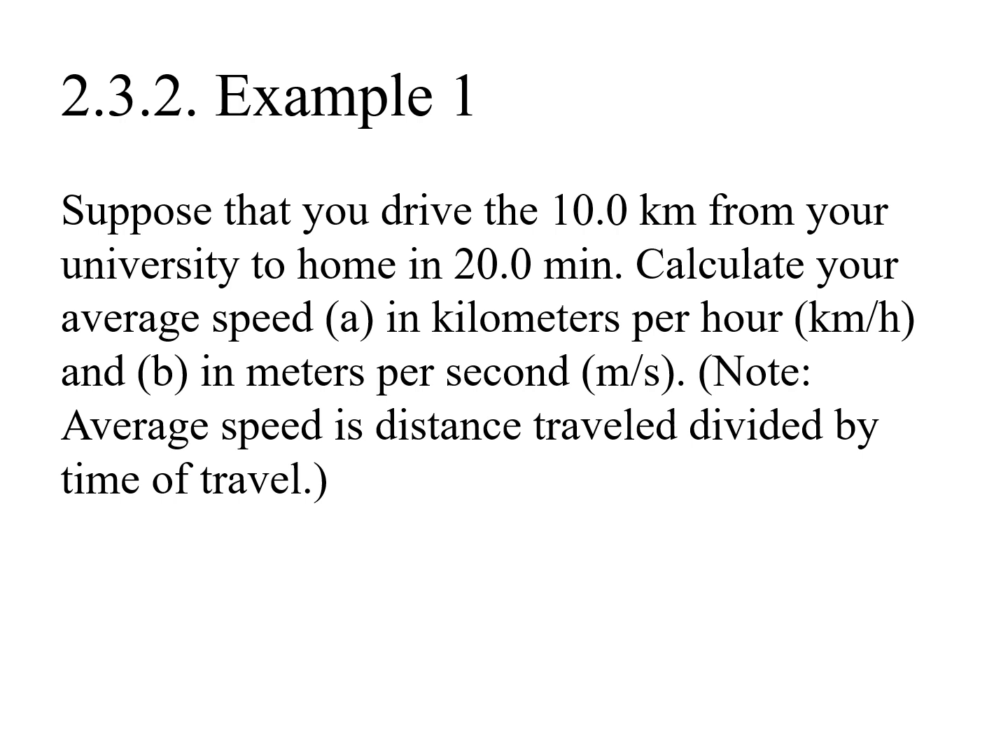In here, we are told that you drive 10 kilometers from your university to home in 20 minutes. We are asked to calculate the average speed in two units, kilometers per hour and meters per second. The physics idea here is average speed. So average speed is equal to distance traveled, let's say delta x, divided by the time of travel, let's say delta t.